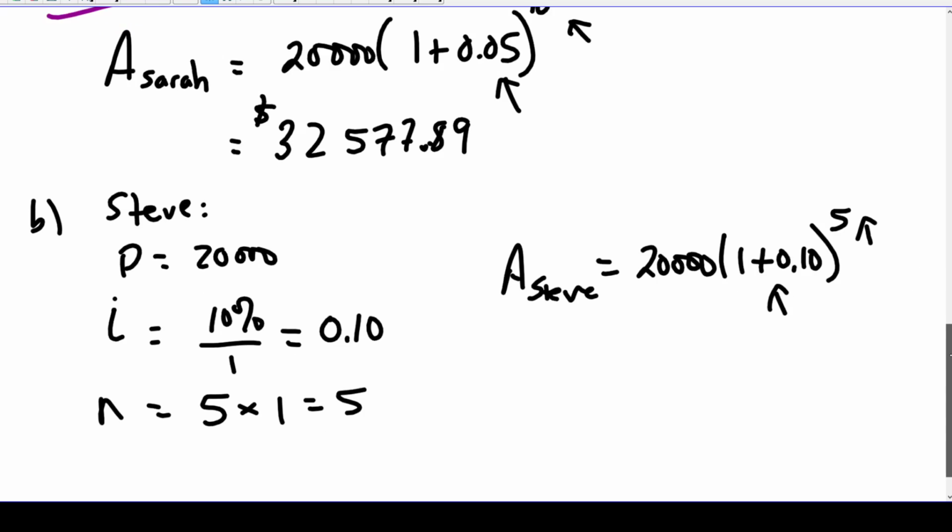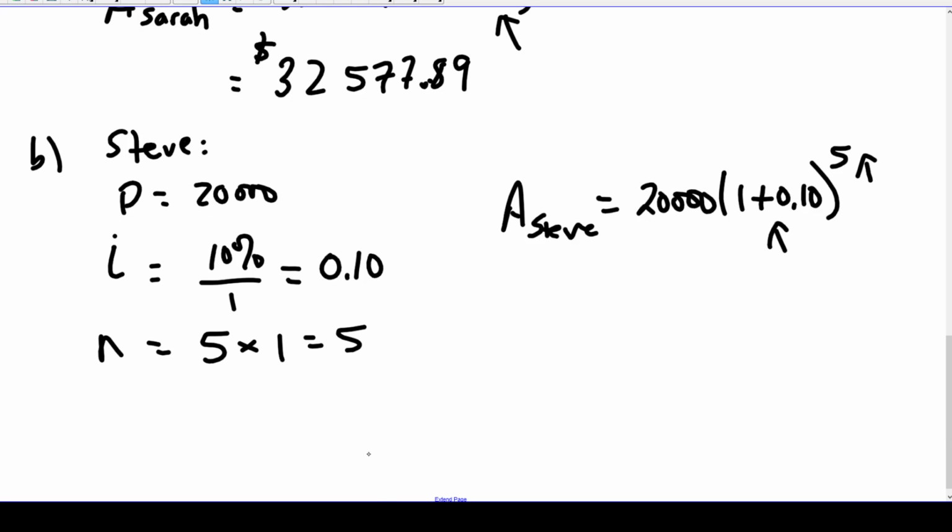Let's calculate Steve's final amount. So again, I'll do this off to the side here. 20,000 times bracket 1 plus 0.10 to the power of 5. And that gives $32,210.20.